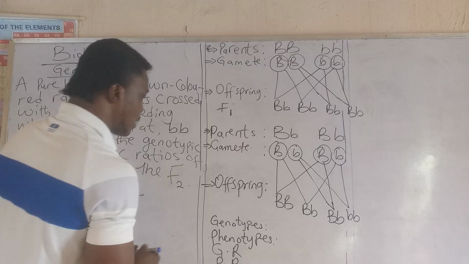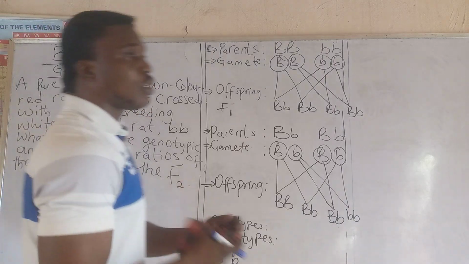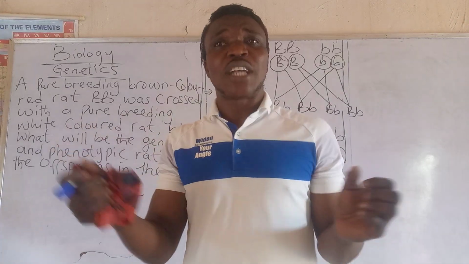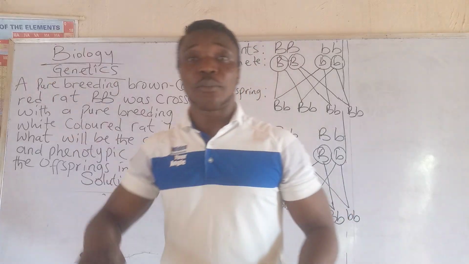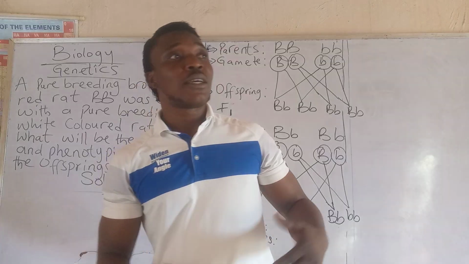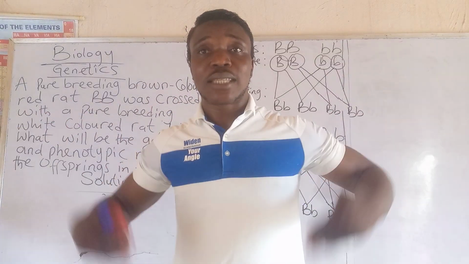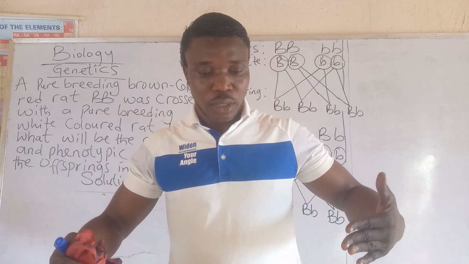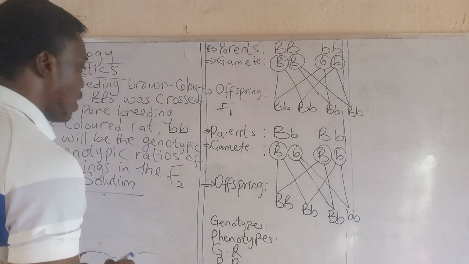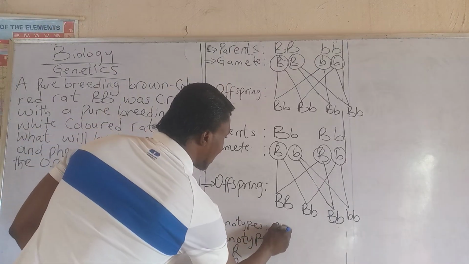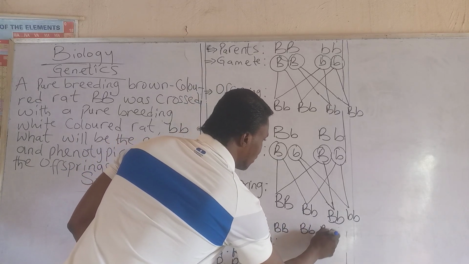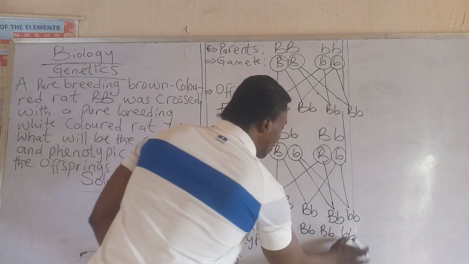Okay, let's go on. The genotype means the sum total of all the inheritable attributes that an individual acquires from his parents. All of them put together are called genotype. While the phenotype refers to the physical or visible characteristics, in other words, the physical characteristics or appearance of an organism. So here, the genotypes are capital B capital B, capital B small b, capital B small b, small b small b. These are the genes.